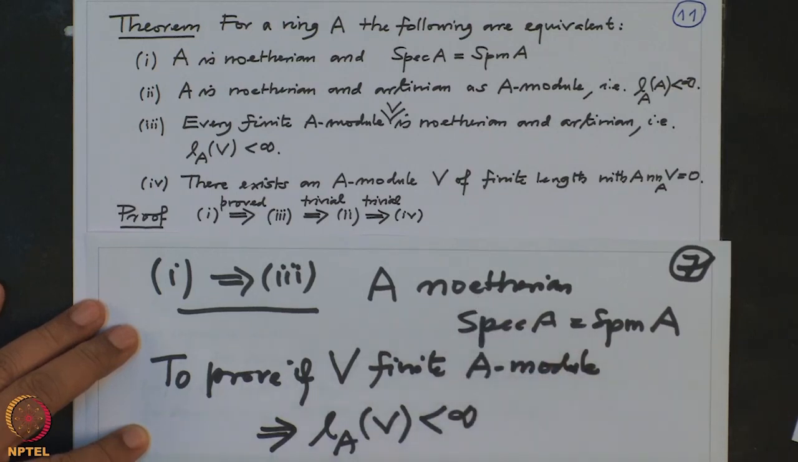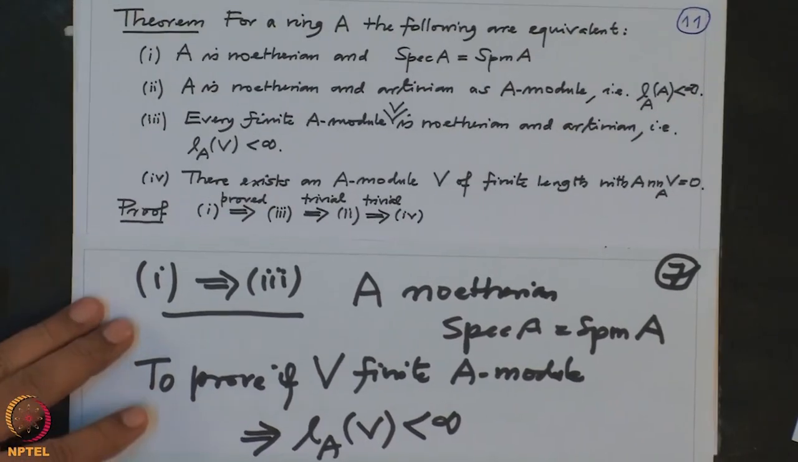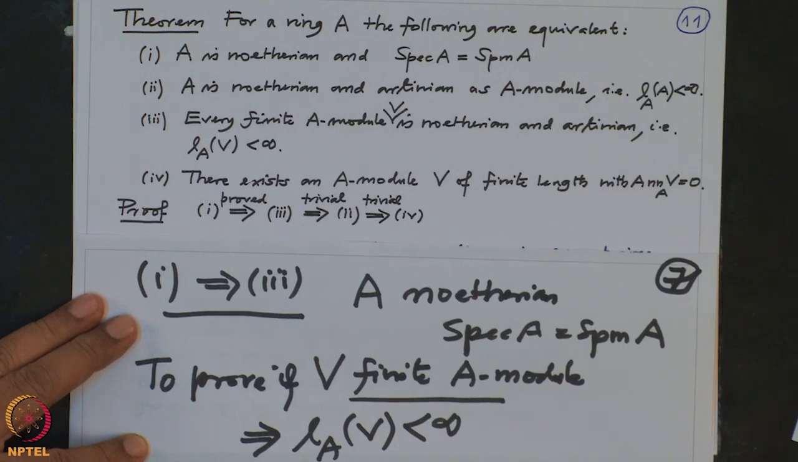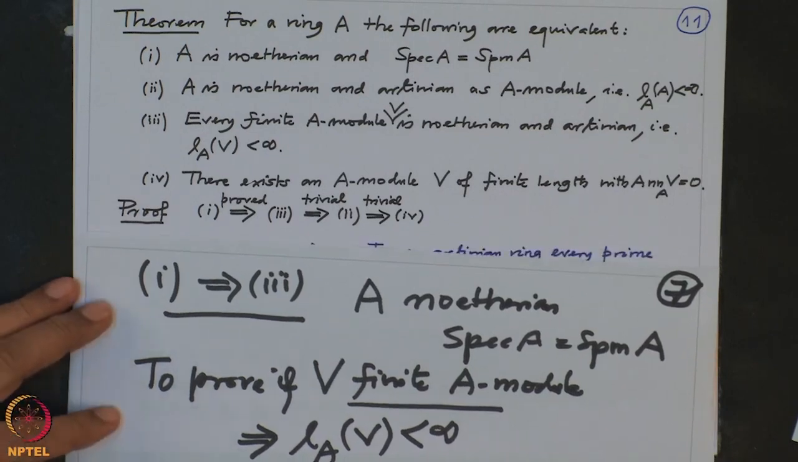And so remember that we have proved, when we discussed primary decomposition, that if V is a finite module, we can find a sequence like this. V_n, which is 0, contained in V_1, contained in etc., contained in V_{n-1}, contained in V_0, which is V, such that the successive quotients V_i by V_{i+1} are isomorphic to A by P_i, where the P_i are prime ideals. So think of this as a decreasing sequence and the successive quotients are A by P_i.